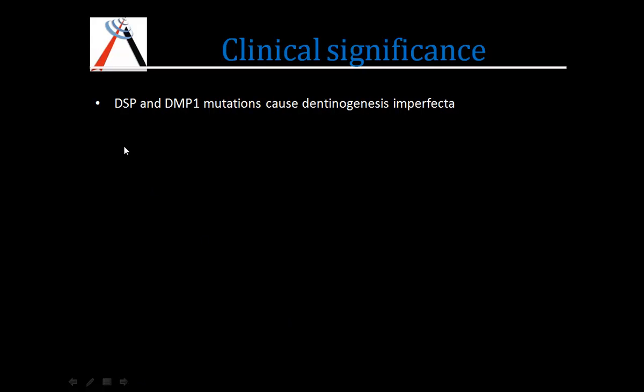The clinical significance is that mutation of either of these 2 important proteins, the DSP or the DMP, may cause dentinogenesis imperfecta.